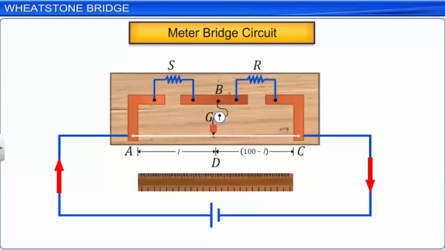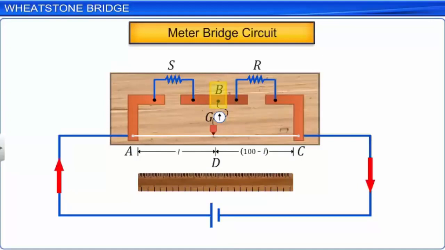There are two gaps, one on the left and the other on the right. In the horizontal part of the metallic strip, two resistors, one of which is known and the other unknown, are attached. The end points A and C, where the wire is clamped to the metallic strip, are connected to the cell. One end of the galvanometer is connected to the midpoint B of the metallic strip between the two gaps in it.